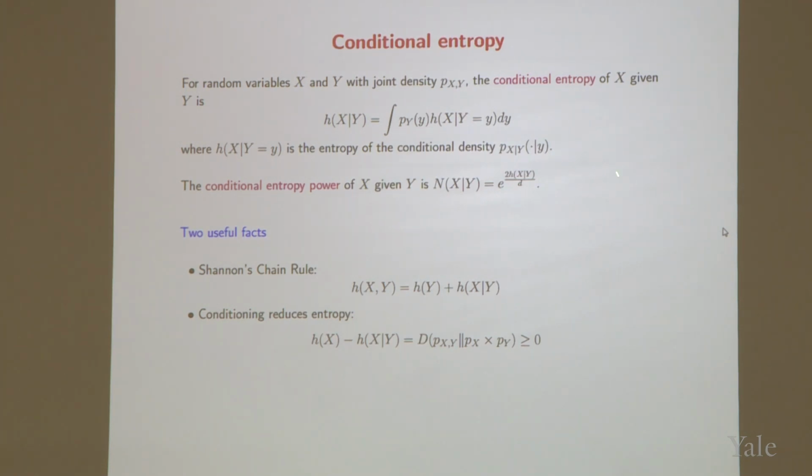I'm not going to spend too much time on this, but I want to recall that there's a notion of conditional entropy also in the continuous setting. The important thing to remember about the conditional entropy is that it somehow captures the variation of X if you are given Y, and the conditional entropy always is smaller than or equal to the unconditional entropy, with equality if and only if the two random variables are independent. And so we can define a conditional entropy power, which is just the natural thing applied to conditional entropy.